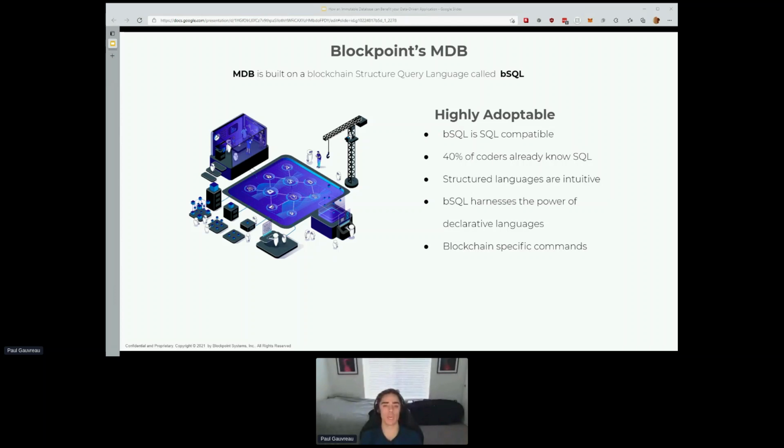The SQL language is very familiar to a lot of developers. Structured languages help abstract a lot of the complexity associated with adding immutability to your application, doing analytics, and querying the data away from the developer. And it makes it easier to integrate, right? So BlockPoint's main service is this MDB, which stands for Multi-Version Database Management System.